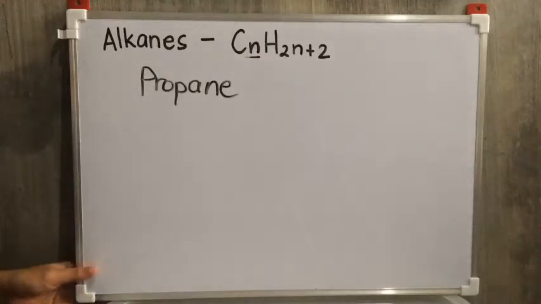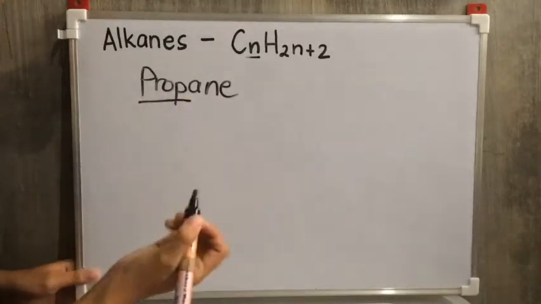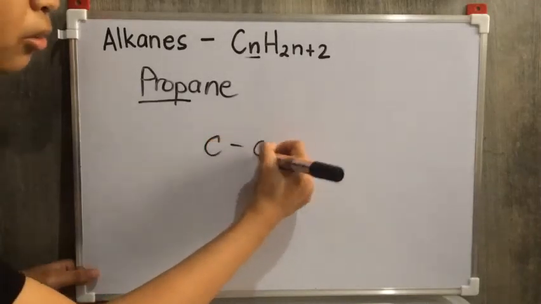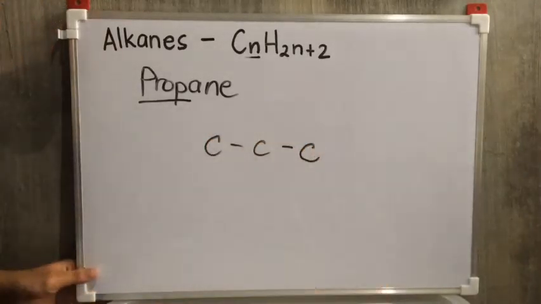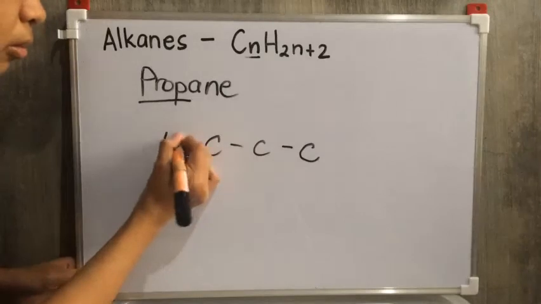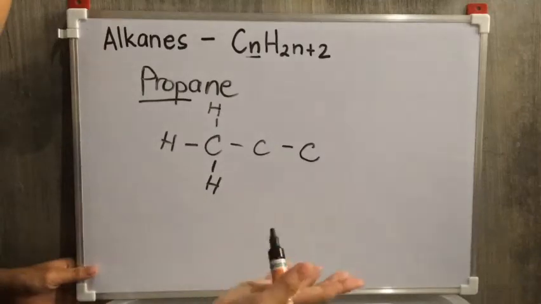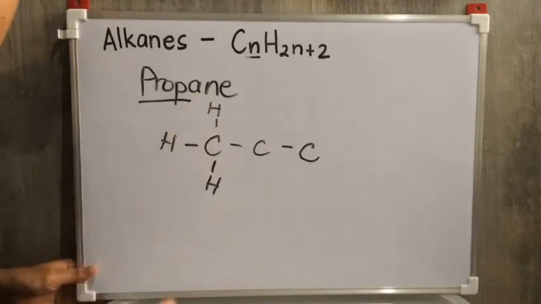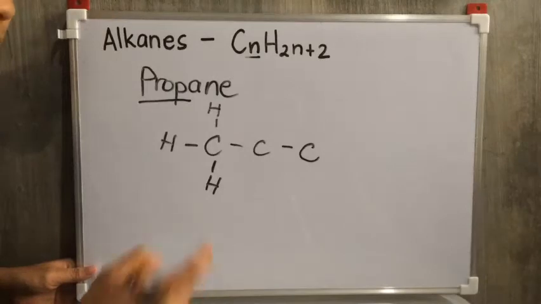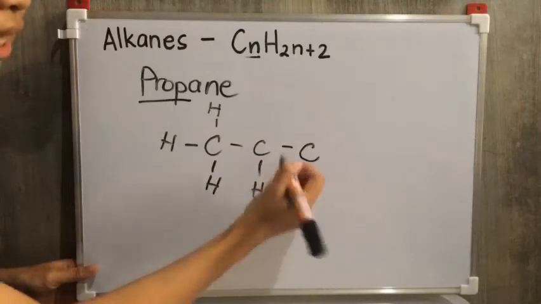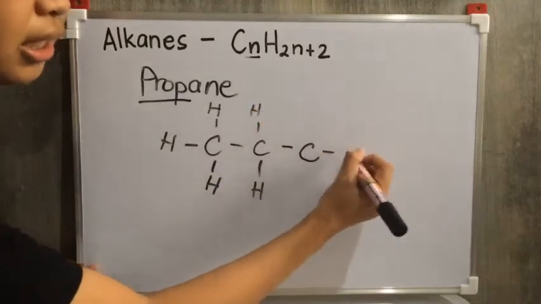propane. When we look at the table I gave, the prop means we have 3 carbons. So, 1, 2, and 3. And each carbon should contain 4 hydrogens. 1, 2, 3. If you see, only 3 hydrogens are here. Where is the fourth? The fourth hydrogen is bonded to the other carbon. So, all of them have hydrogen attached.